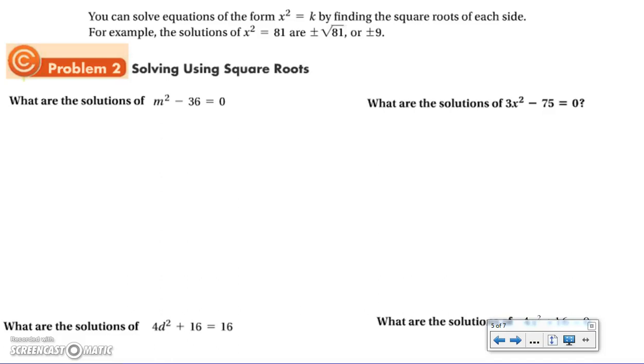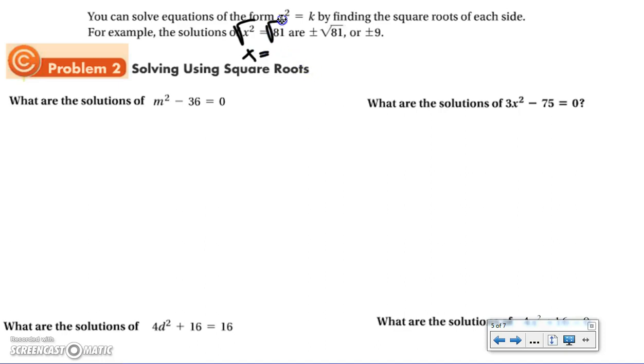So for the second part of 9.3, we will be solving quadratic equations using square roots. So there's an example right here. If you think about x squared equals 81, and you are solving for x, to undo a squared, you square root both sides. Square rooting x squared just gives you x.